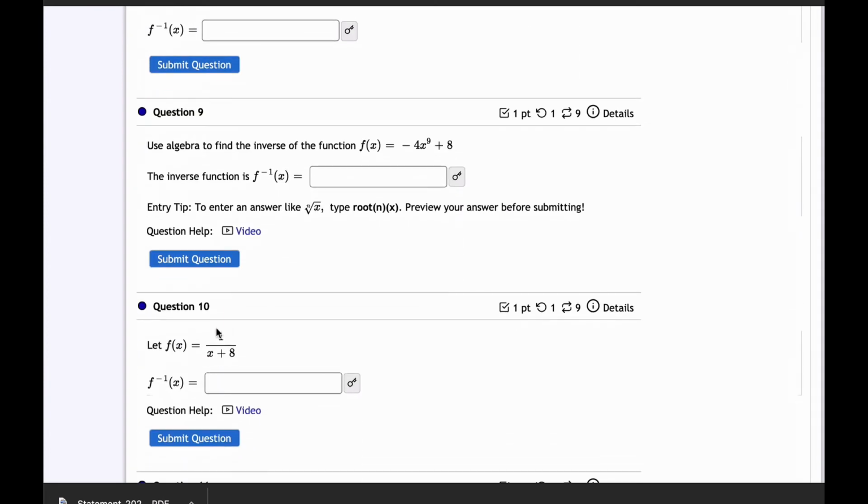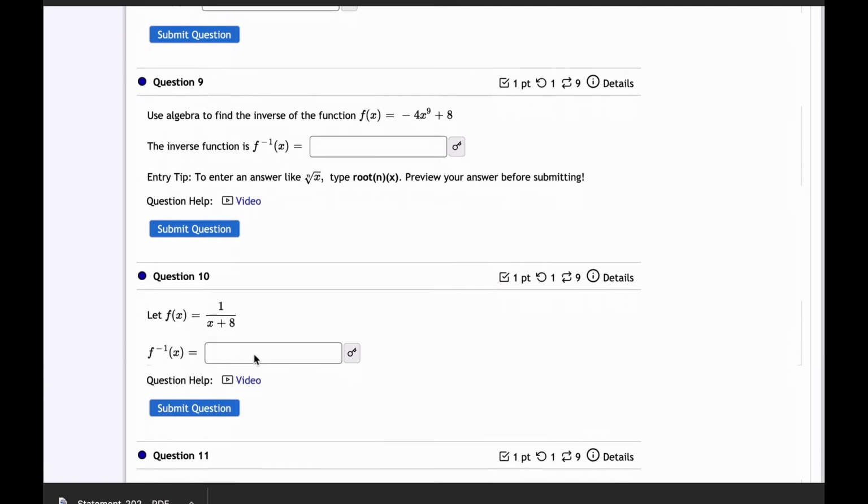Question 10, more of the same. You have what looks like a rational function. The fact that this is just a 1 up top will make life easier, but solve this just like I did in the second example video.